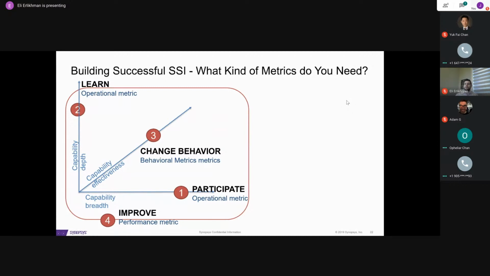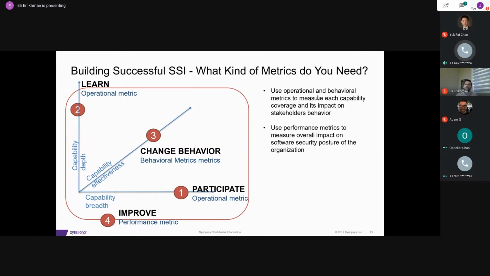Now, the one that you see at the diagonal line is your behavioral metrics. And how do you actually change the behavior of your stakeholders, right? So, for example, you want your development community to, let's say, do certain things, fix issues sooner, et cetera, et cetera. So you want to measure how you're changing their behavior. You can measure, for example, defects per line of code as a proxy for them doing the right things or things like that.